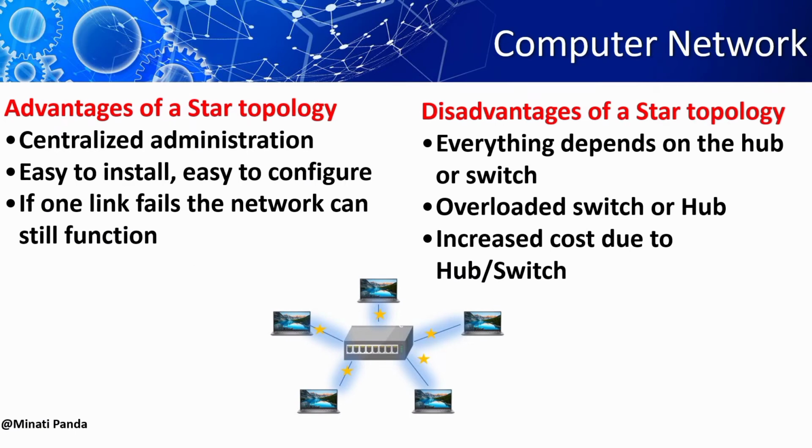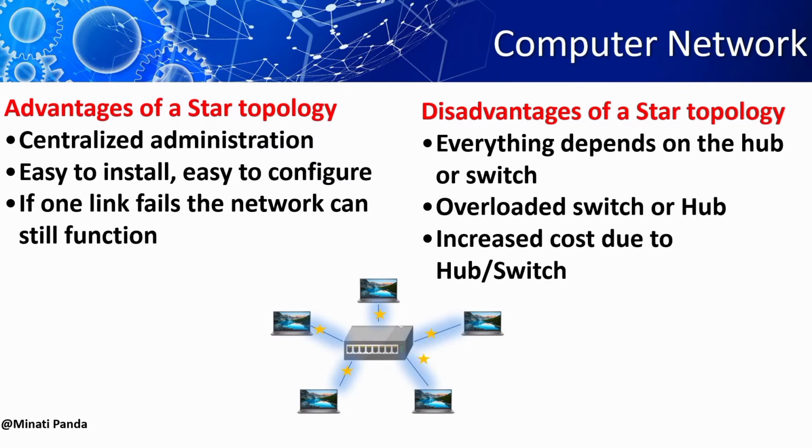Now we'll discuss some advantages and disadvantages of star topology. It is very easy to install and configure. The main advantage of star topology is if one link fails, the network can still function because each connecting node is isolated from all other connecting nodes. It is easy to add or remove individual components to and from a network.